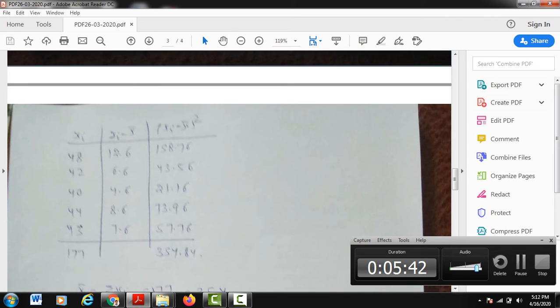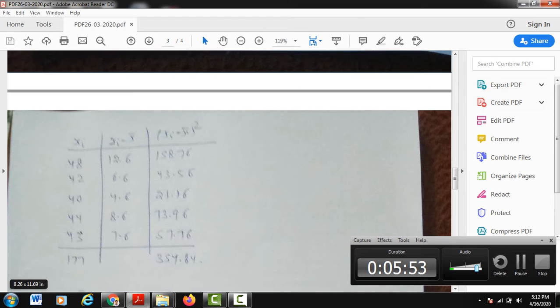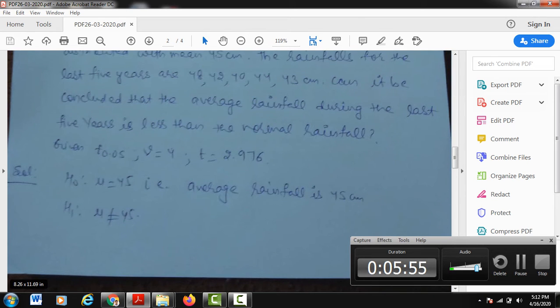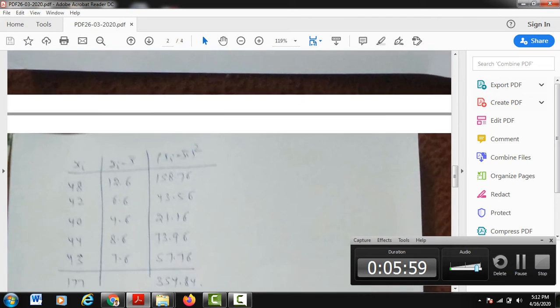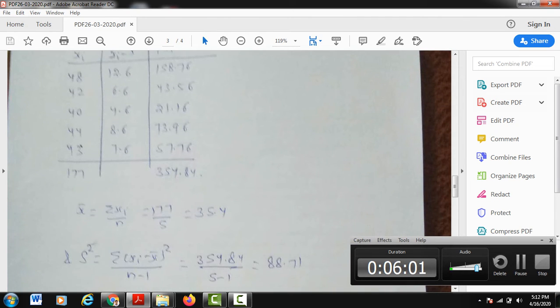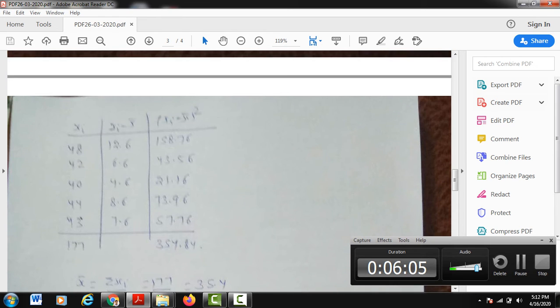So what we have given in this numerical, we are having xi. We are taking the average rainfalls which we have given for the 5 years by xi, that is 48, 42, 40, 44 and 43. First of all, I am going to evaluate its mean. The mean is sigma xi over n. So I'll add all the things, that is 177, and n number of observations is 5, which comes to be 35.4. Please students verify this calculation.